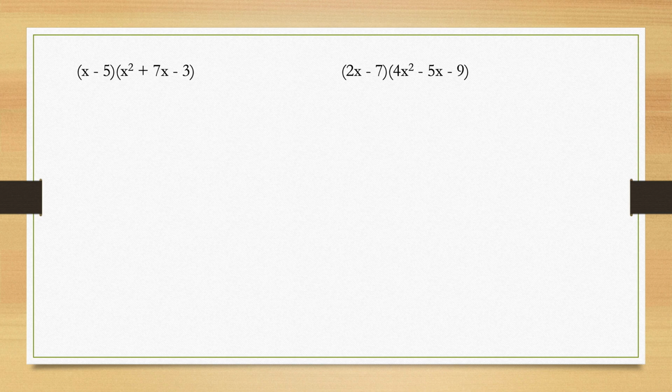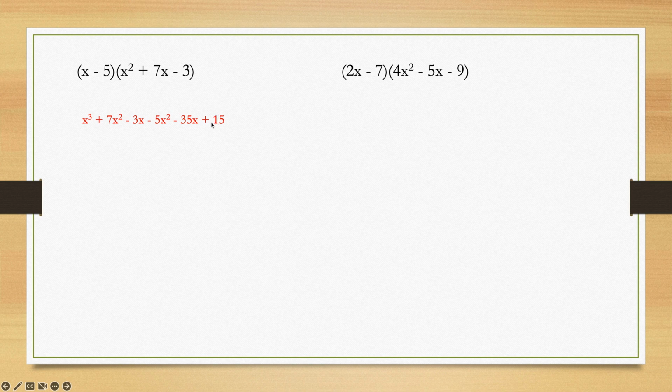Okay, so distributing the x, I get x cubed plus 7x squared minus 3x. Now distributing the negative 5 gives me negative 5x squared minus 35x, and then plus 15, right? Because negative 5 times negative 3 is 15.